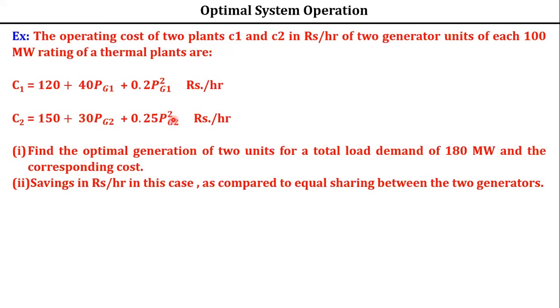This is the easiest chapter. You should remember this one compared to modules 1 and 2, because a lot of equations are involved there. Here you just follow simple equations. Now you see the first cost equation; differentiate it with respect to PG1. 120 is a constant, so that will not exist. With respect to PG1, it remains 40. Then the differentiation of the square term with respect to PG1 becomes 2 PG1; 2 into 0.2 is 0.4 PG1.